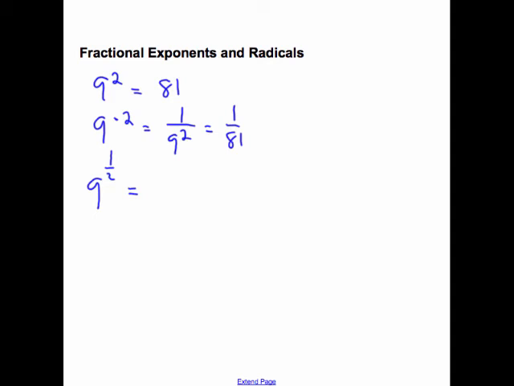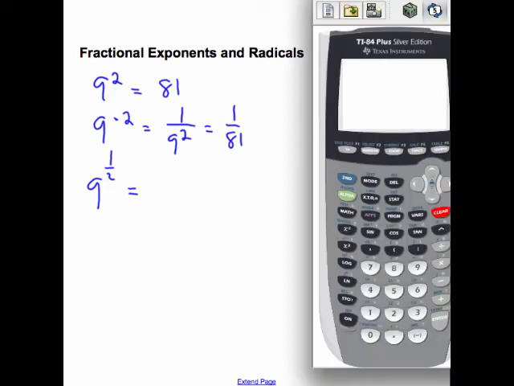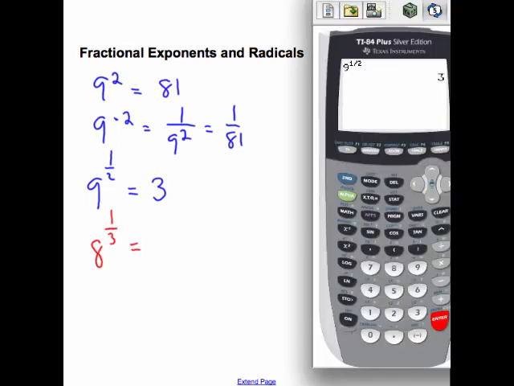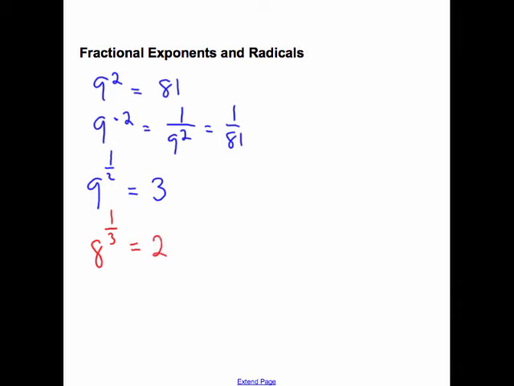Okay, so when we're in doubt about something and how that works, we can go to our calculator and try to see if we can figure out what the calculator is doing to get the answer. So let's go 9 to the exponent 1/2. That's coming out to 3. Let's do 8 to the 1/3. That's coming out to 2.